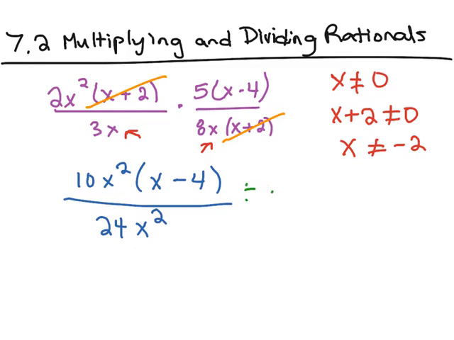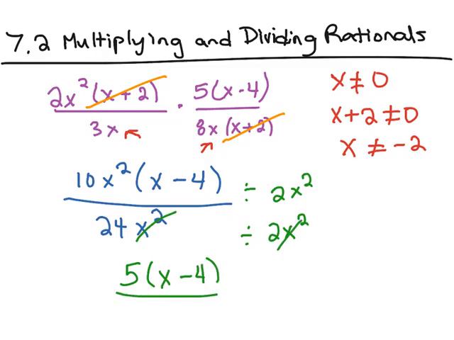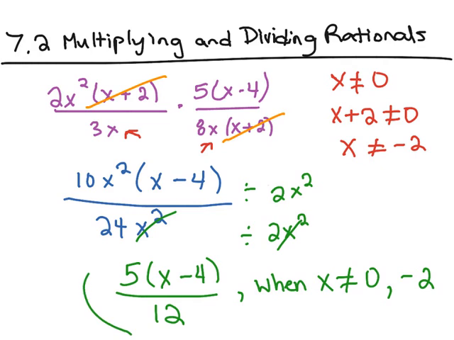So we're going to divide by 2x squared because that's our GCF, our greatest common factor. So on the top we should be left with 5(x minus 4), and on the bottom these will cancel. We should be left with 12 when x does not equal 0 or -2.